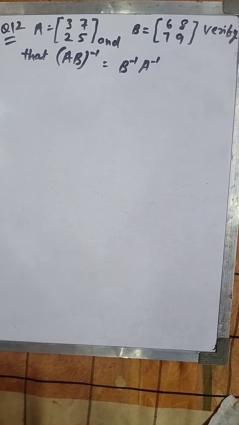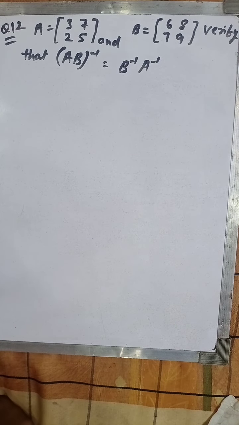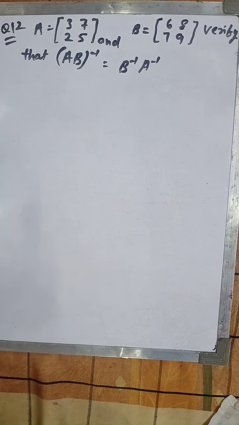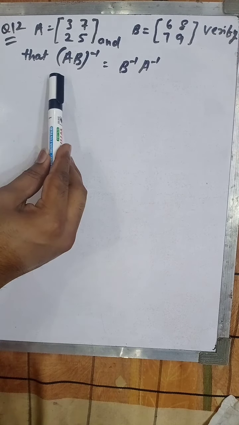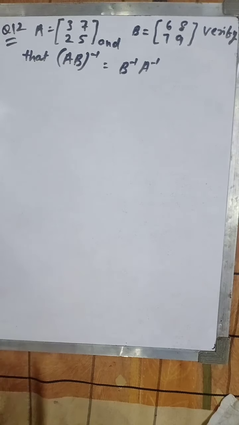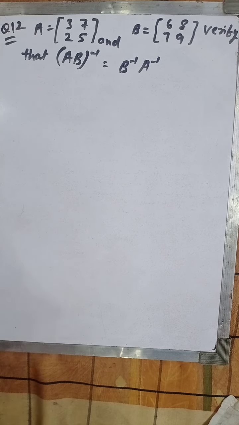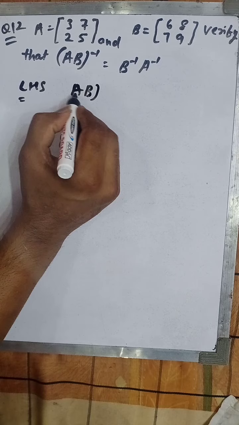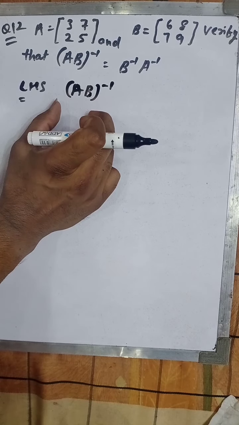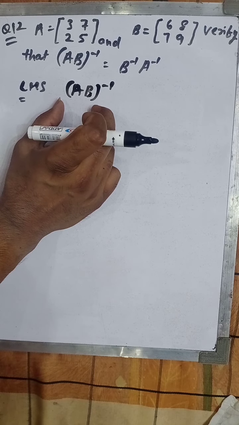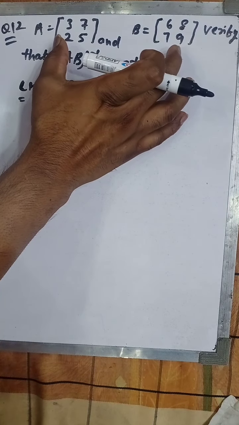Here is the next question of this exercise 4.5, that is question number 12. Two matrices A and B are given to you, and you have to verify that the inverse of AB is equal to B inverse A inverse. What you have to do is take the left hand side first, A into B. Find out the product of AB first.